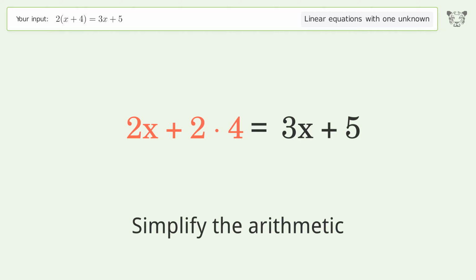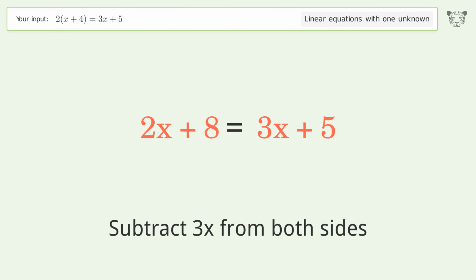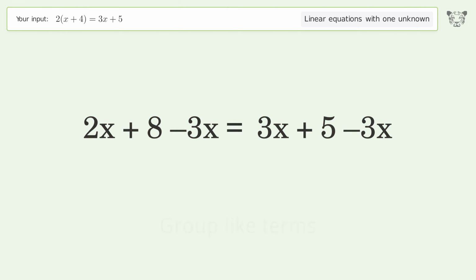Simplify the arithmetic. Group all x terms on the left side of the equation. Subtract 3x from both sides. Group like terms.